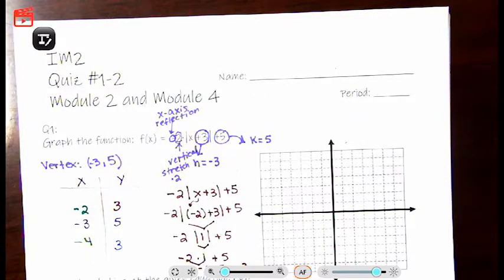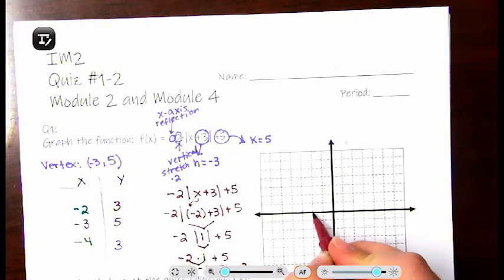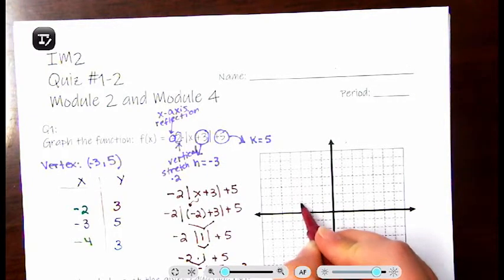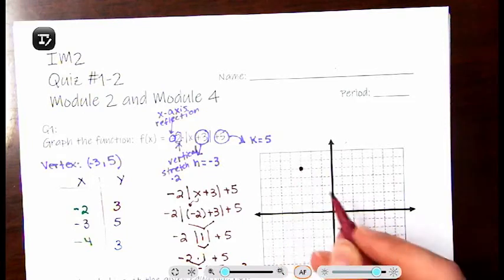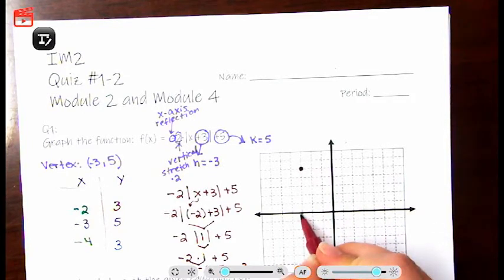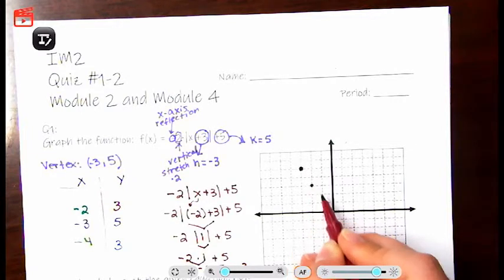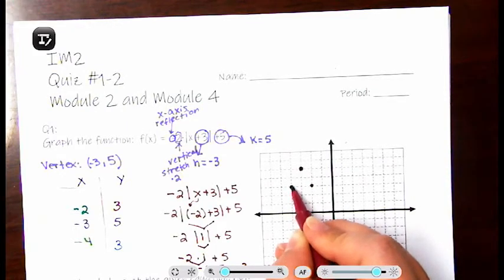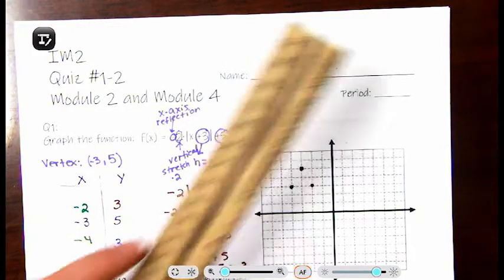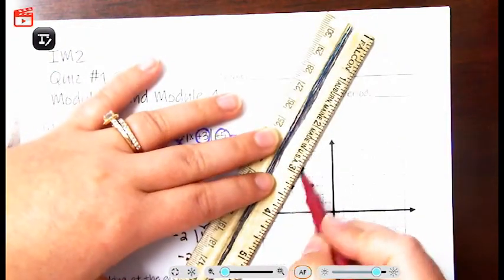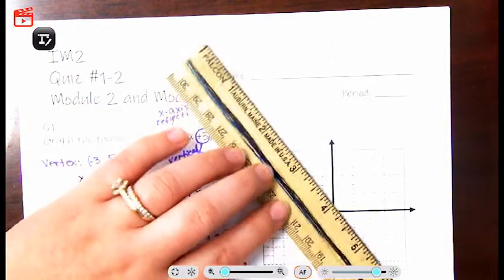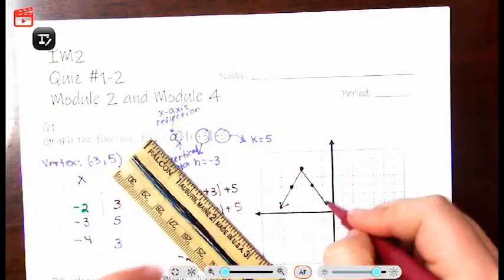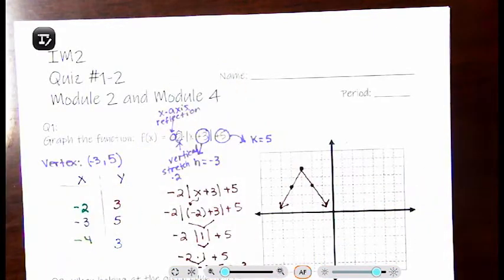Moving on here, let's graph. -3 and 5. Here's your vertex. Then let's do -2 and 3. And we have -4 and +3 here. Using a ruler or a straight edge, we're going to create our arrows, one on each side. And we have graphed the absolute value.